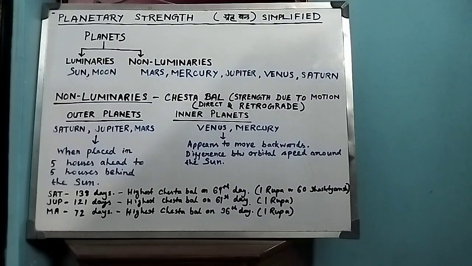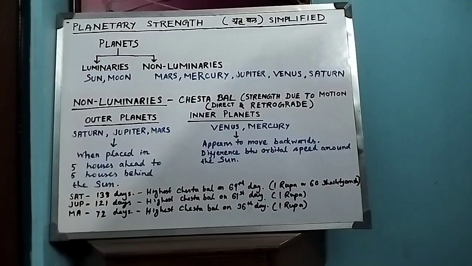These planets appear to move backwards on their course during their retrogression. Mercury remains retrograde for about 3 weeks, and it gets retrograde 3 times to 4 times in a year. So, very frequent phenomenon, and the Chestabal will be higher during the retrogression period. Venus retrograde occurs when the Earth passes Venus in its orbit, and Chestabal remains higher during this period of retrogression.